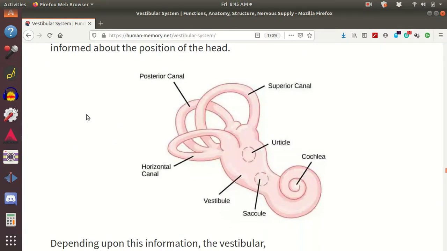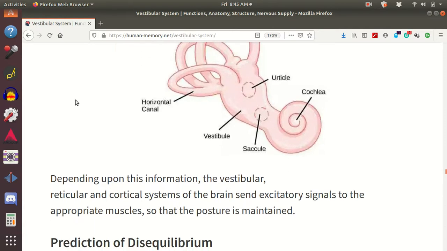So as you can see, we have the cochlea, once again, the saccule, the vestibule, the utricle, the horizontal canal, posterior canal, and superior canal. Depending on this information, the vestibular, reticular, and cortical systems of the brain send excitatory signals to the appropriate muscles so that the posture is maintained.